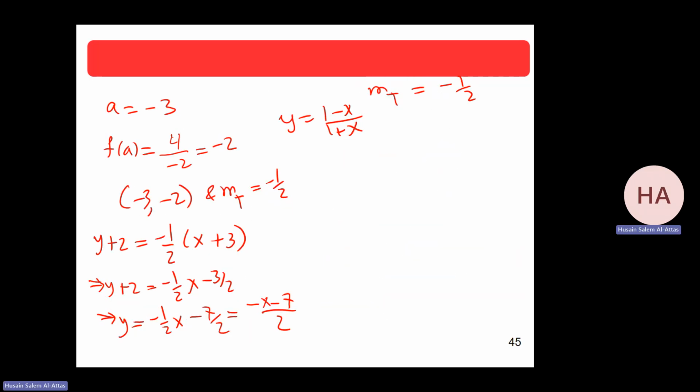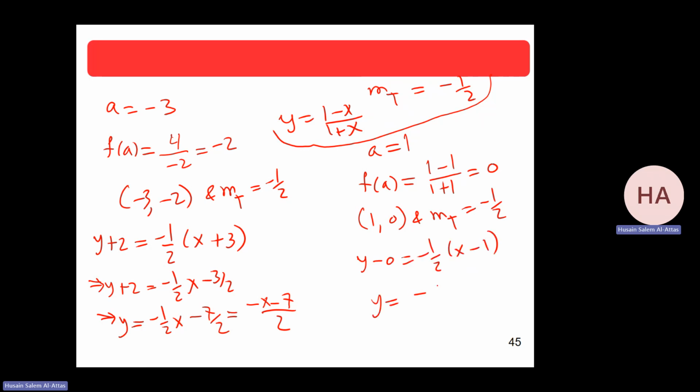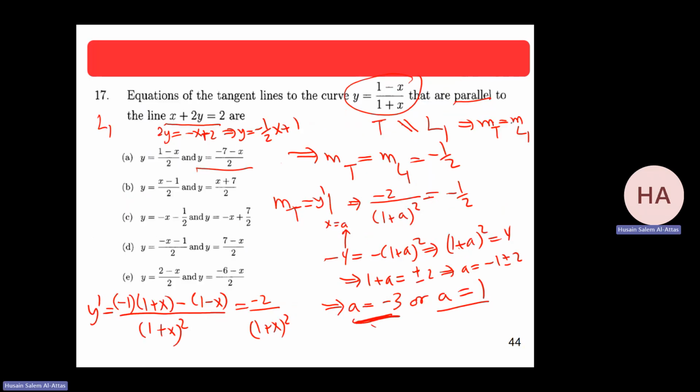Let me do the other a. What is the other a? A equals 1. So f at 1: substitute here, I have 1 minus 1 over 1 plus 1, that will be 0. So the point is 1 and 0, and the slope is minus half. What is the equation? Y minus 0 equals minus half times x minus 1. So y equals minus x plus 1 over 2, or 1 minus x over 2. So this is my answer. We did something similar in 3.2. What is new is that when you need to find the derivative, I need the quotient rule. That's the only thing new.